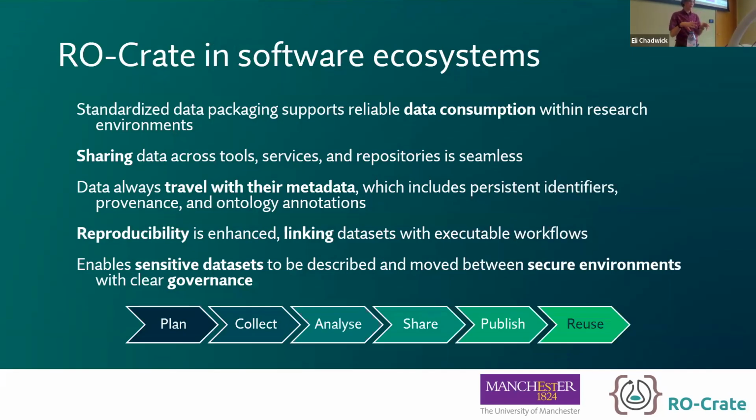And so when you adopt RO-Crate within a software ecosystem, you get this standardized data packaging, which then supports reliable data consumption within those research environments. It means you can share data across tools, services, and different repositories. And the data is always traveling with its metadata, which includes its persistent identifiers, provenance, annotations with particular ontologies, which also means that credit and attribution for the people that did that work originally is also maintained and also travels with the data, which sometimes can get lost.